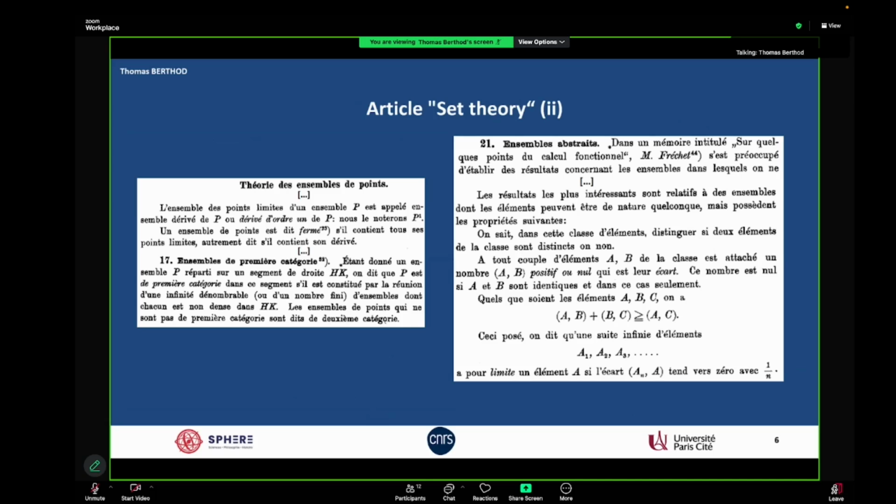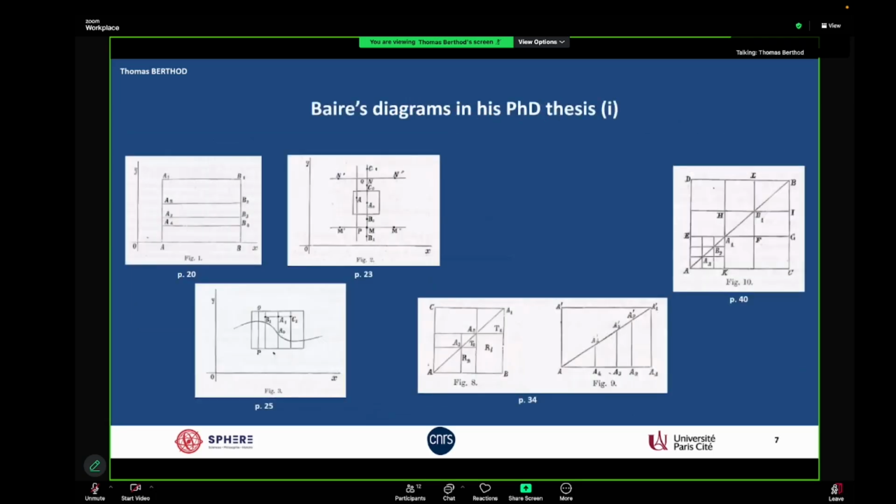But the topic of today is not this article about set theory. I will focus only on the diagrams that Baire drew in different works, and I will begin with some diagrams in his PhD thesis. You have different examples here.